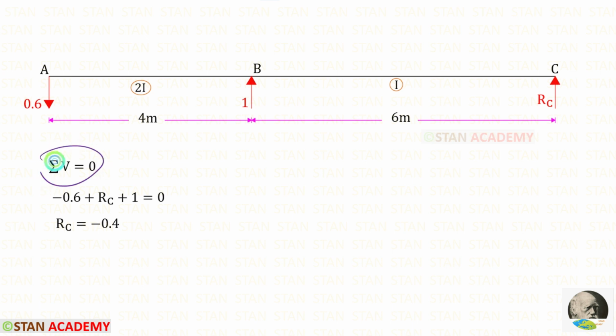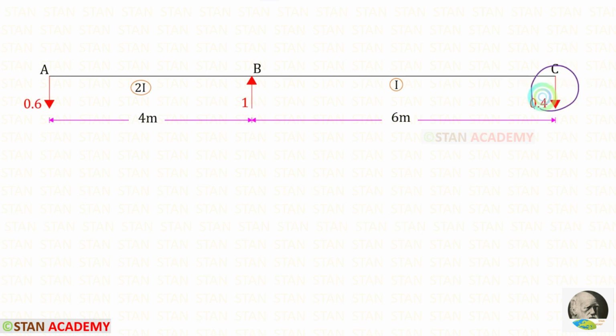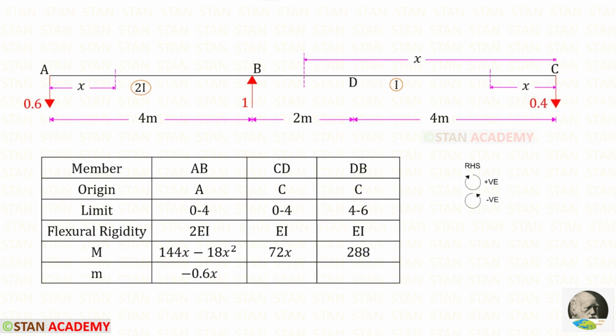By applying this rule, we can find RC. For RC also, we will get a negative value. That means the assumed direction is incorrect. Here I have changed the direction of RC. Let us find the moment M in the section in AB. RA is acting in the anti-clockwise direction, so that it will be negative and the distance is x.